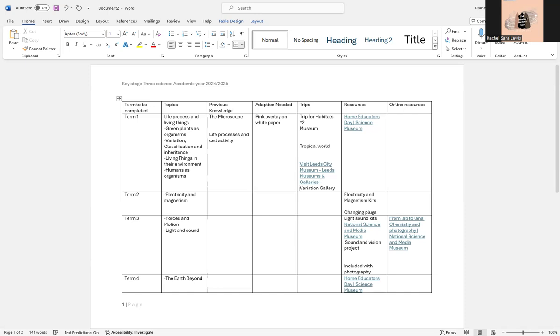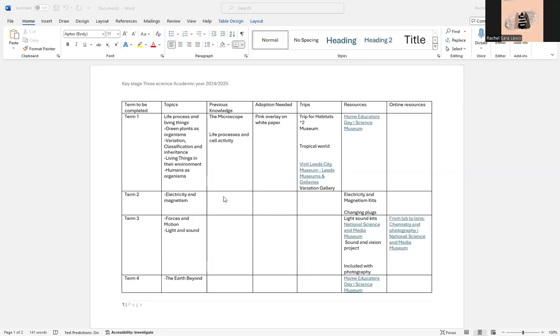Take a look at your local museums and see what they have on offer and utilize them, especially if they're not going to cost you an astronomical amount of money in order to do that. In terms of electricity, magnetism, force, sound, and beyond, we will be going to the Royal Armories for that, because it's one of those things that we know about and it's local, that will be one of the things that we go and deal with.